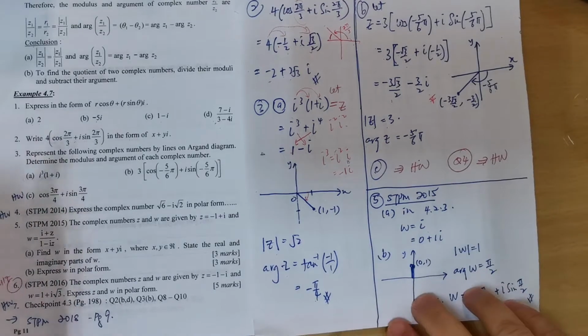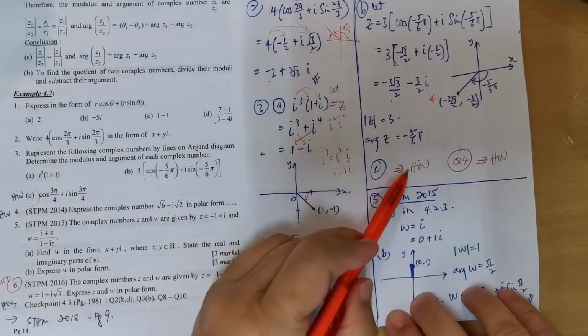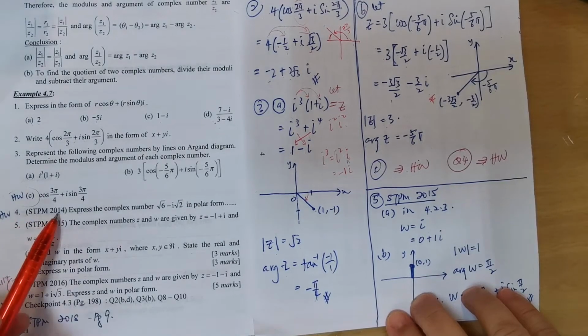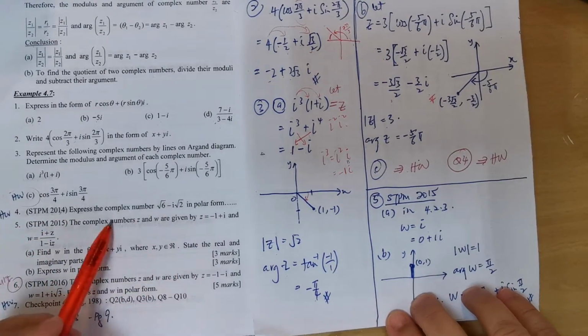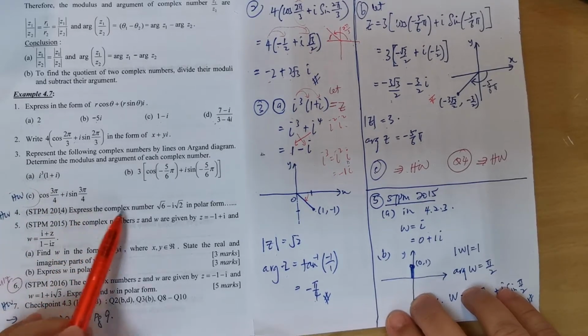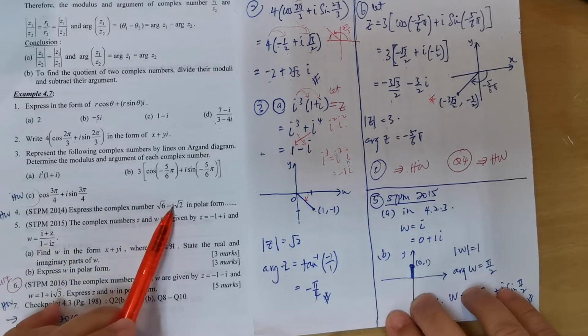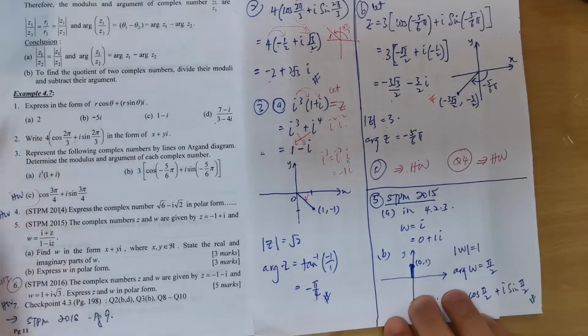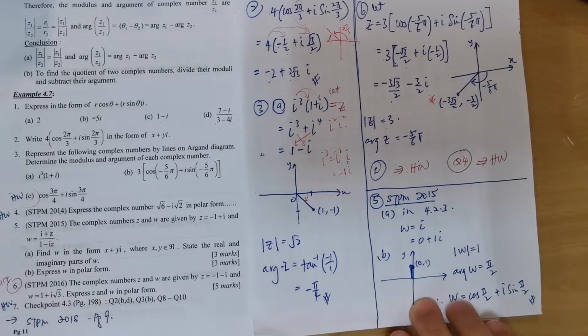Okay, so question C, I want you to do as homework. And question 4 also, please do it as homework. This is STPM 2014. This is only part of the question. The question is quite long. So the first part is you're asked to express the complex number square root 6 minus i square root 2 in polar form. Alright, so please do it as homework. Alright, I will go to question 5.